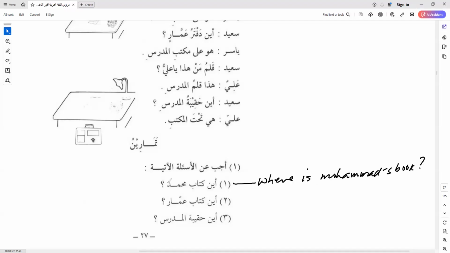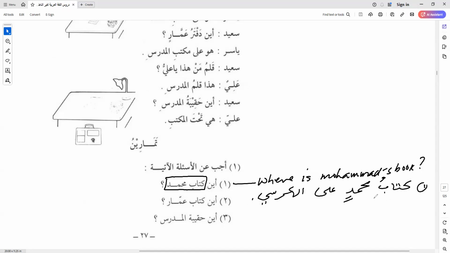So it's very easy. You can use the same structure, right? Kitabu Muhammadin. You don't have to reinvent the wheel. Kitabu Muhammadin ala al-kursi. Muhammad's book is on the what? On the chair, if you want to practice.